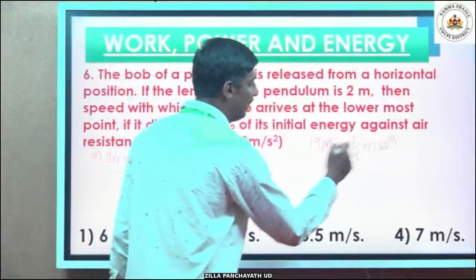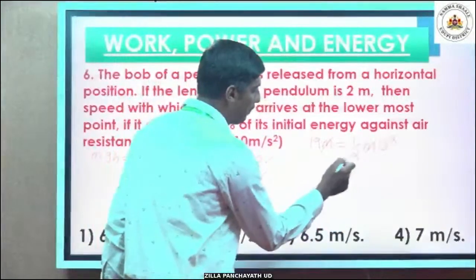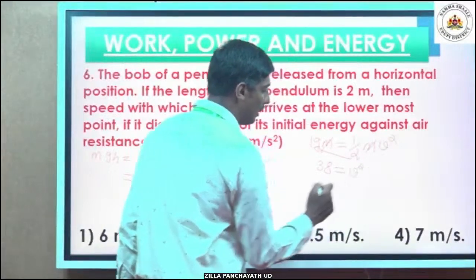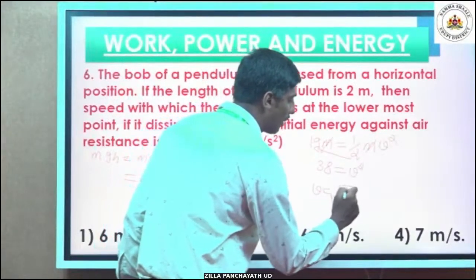Okay, so now I cancel m. Multiply this 2 here, so it becomes 38. So 38 is equal to v square. So what is the speed? It is the square root of 38.